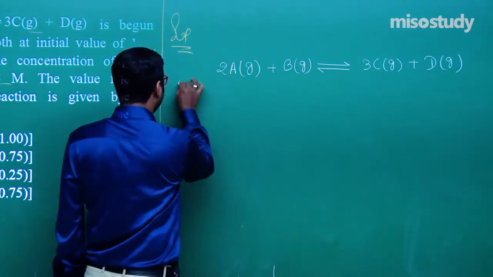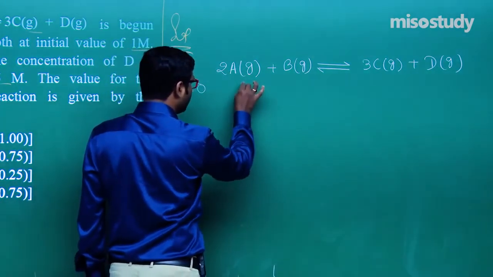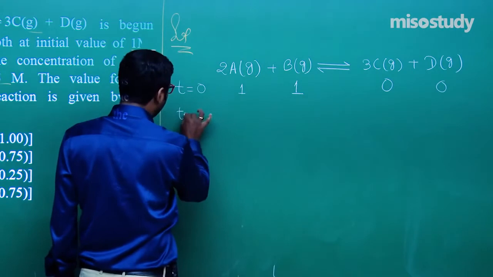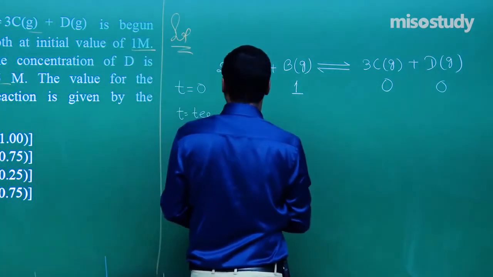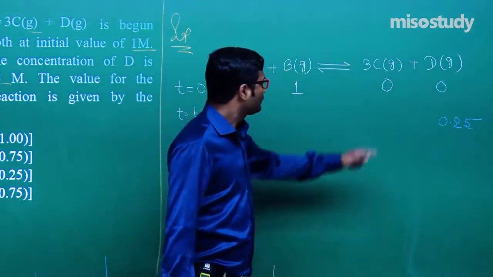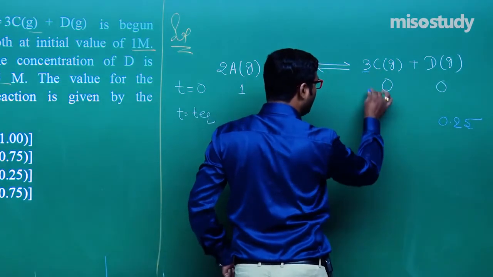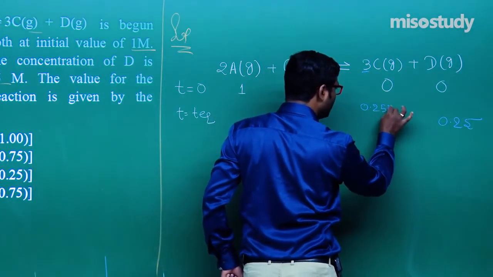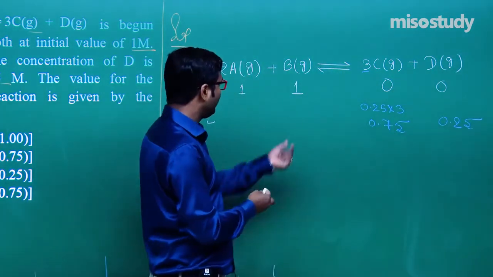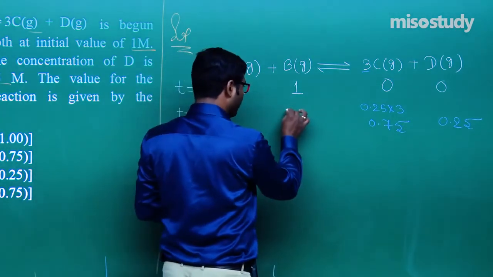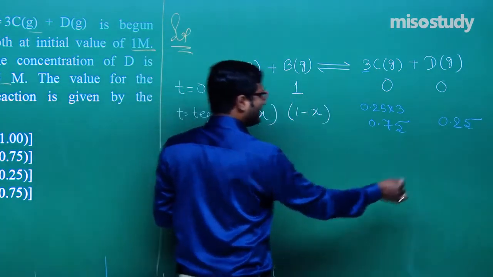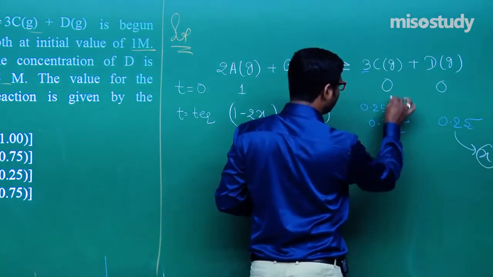Clear? Now, when t is equal to 0, the concentration is 1 molar, this one is 1, this one is 0 and this one is 0. It is found that at equilibrium, the concentration of D is 0.25, so the concentration of C is 0.25 into 3, that is 0.75. Am I right? Yes, you are right. Now the expression will be 1 minus 2x here, and this one is 1 minus x. And this one is x and this one is 3x.